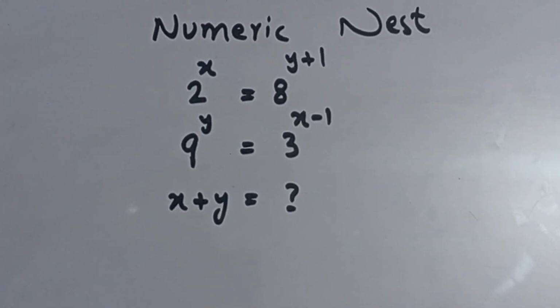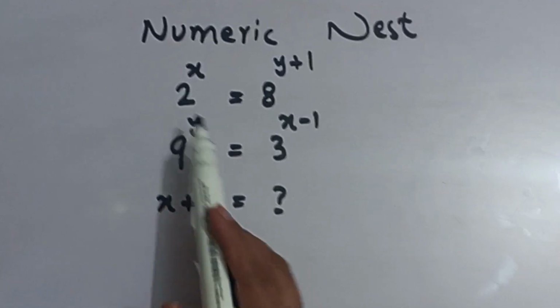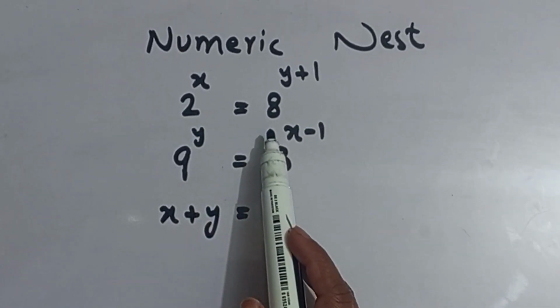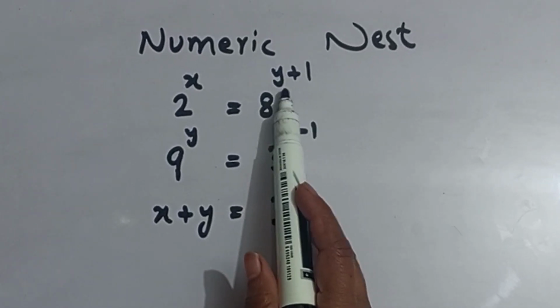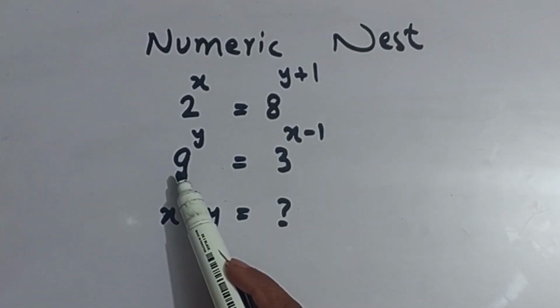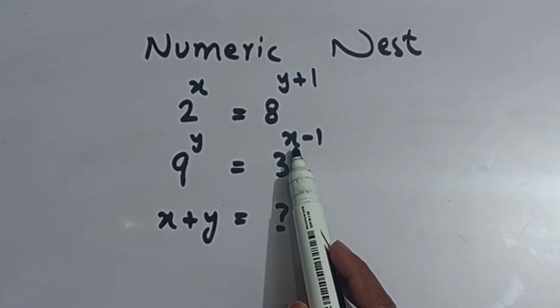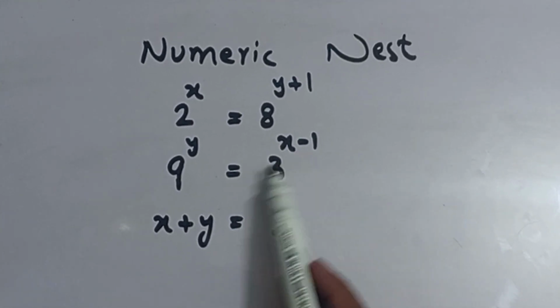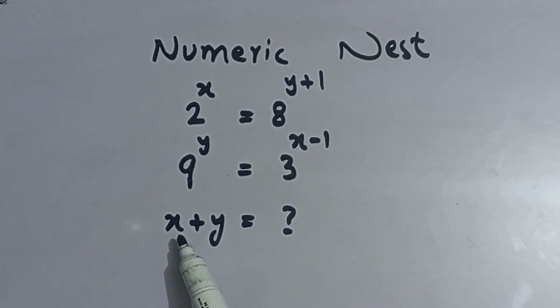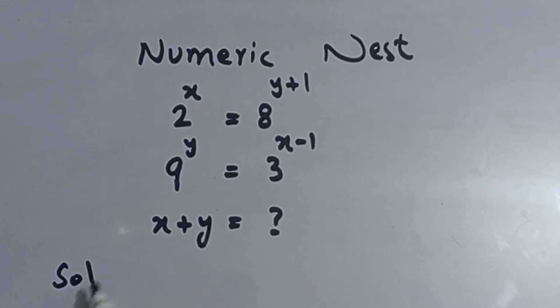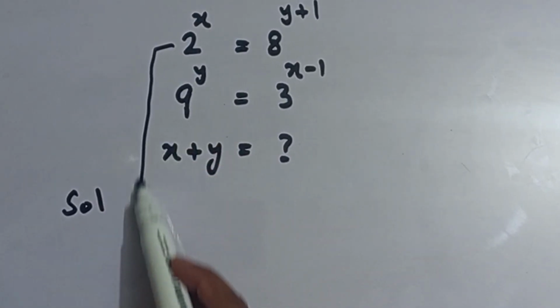And in this video, we are going to solve this question. We have 2 raised to the power x equal to 8 raised to the power y plus 1, and the second equation is 9 raised to the power y equal to 3 raised to the power x minus 1. We find the value of x plus y. So let's start. Look at this first equation.